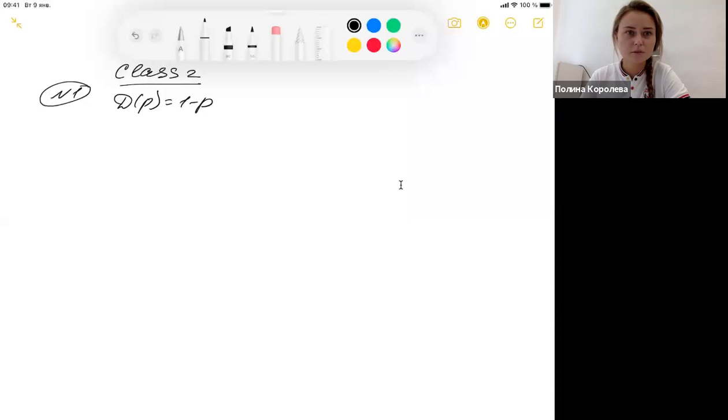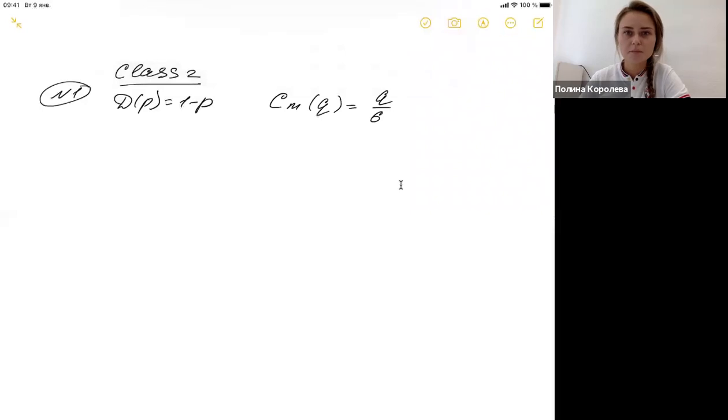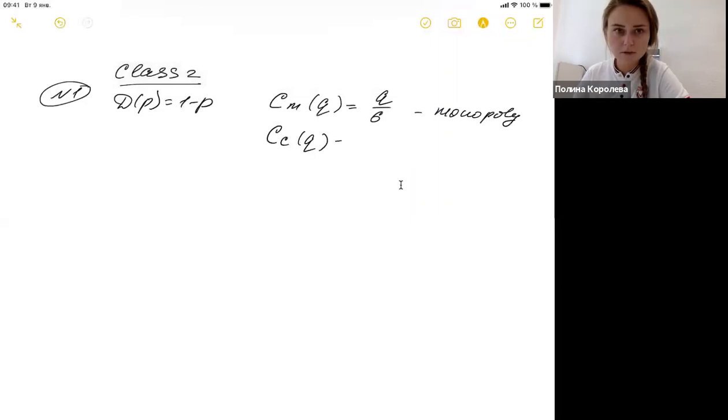The industry hosts a monopoly with a cost function Q over 6. Costs of monopoly, the function of Q is Q over 6. Moreover, there are many competitive firms, each with a cost function like this. So this is for monopoly. And the cost function of one competitive firm is Q over 3 plus Q squared over 2. This is for competitive firm.